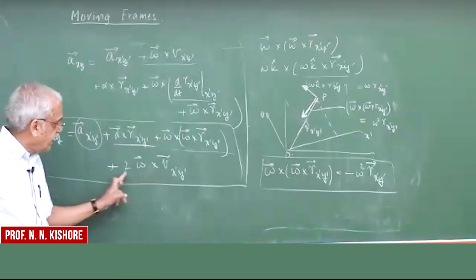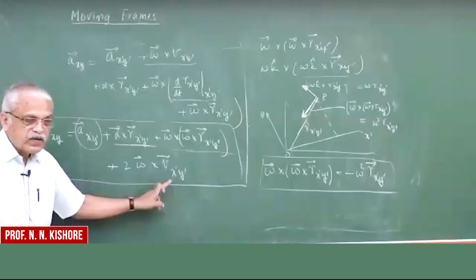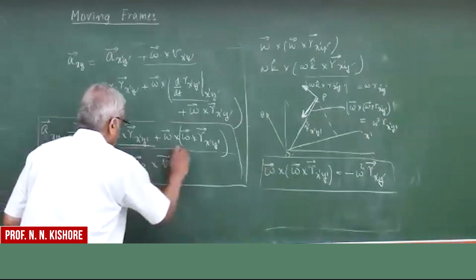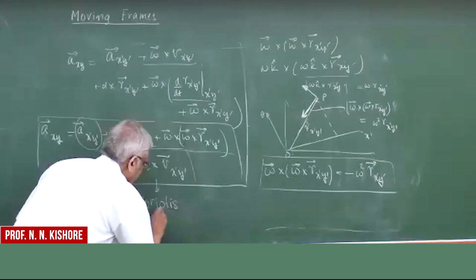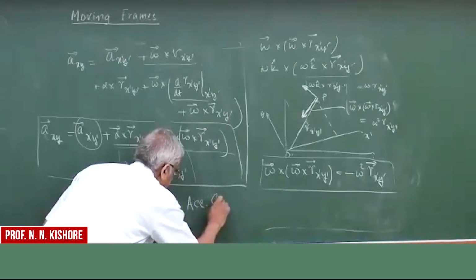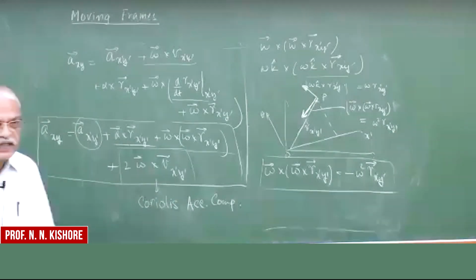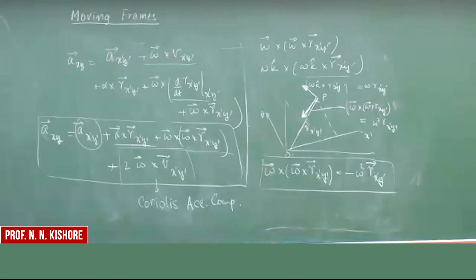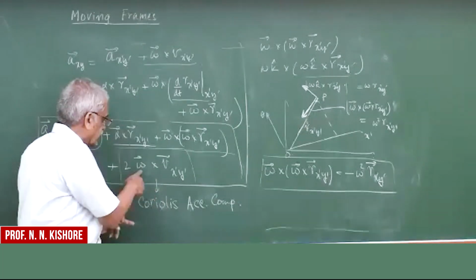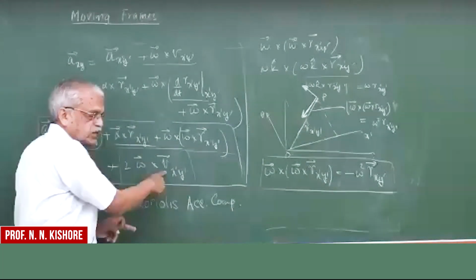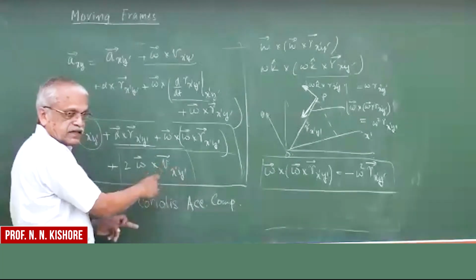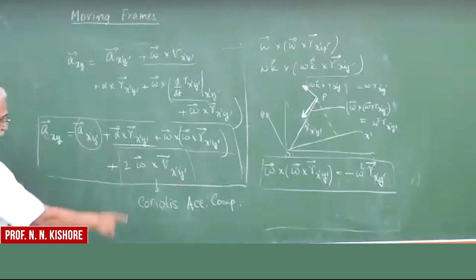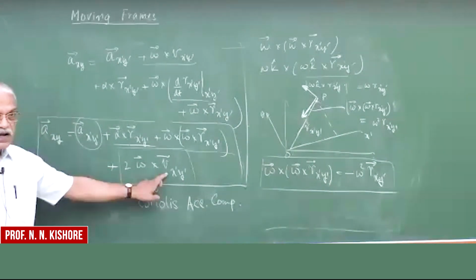And then there is also 2 omega cross v x prime y prime. What is this one? This is not so clear, but most of you probably know it as the Coriolis acceleration component. I will also explain why it has come. What is this one? The magnitude of this cross product is nothing but omega times the velocity as observed in the rotating frame, and its direction is determined by the cross product of these two vectors.